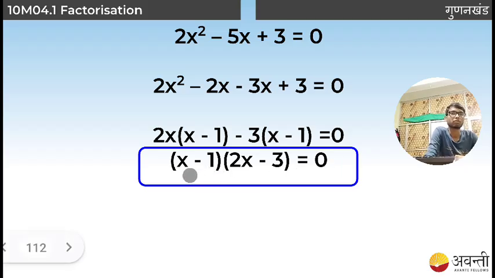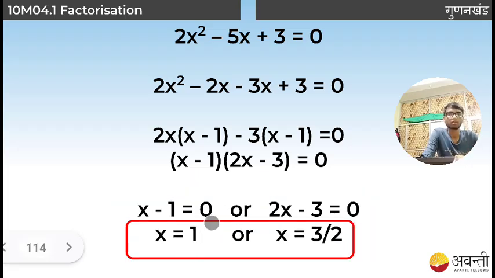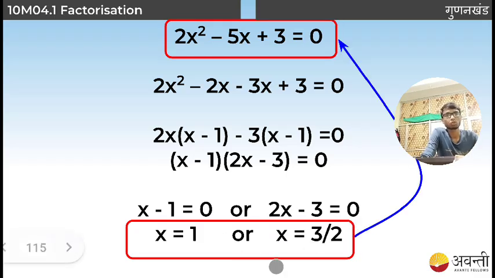Now we will separate this. We will write like that: x minus 1 is equal to 0, then 2x minus 3 is equal to 0. By doing like that, we will get two zeros, two values of x. Then after simplifying, we will get x as 1 and then x as 3 upon 2. So these are two solutions of this. Just by using the splitting method, we found two zeros of this polynomial, of this quadratic equation. There are more methods to find zeros of a quadratic equation. We will use those methods, don't worry.